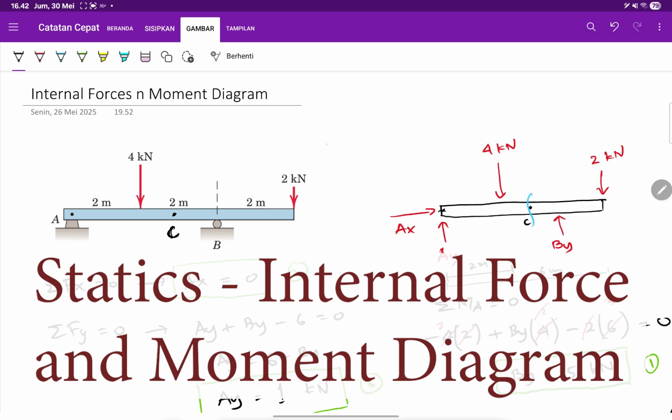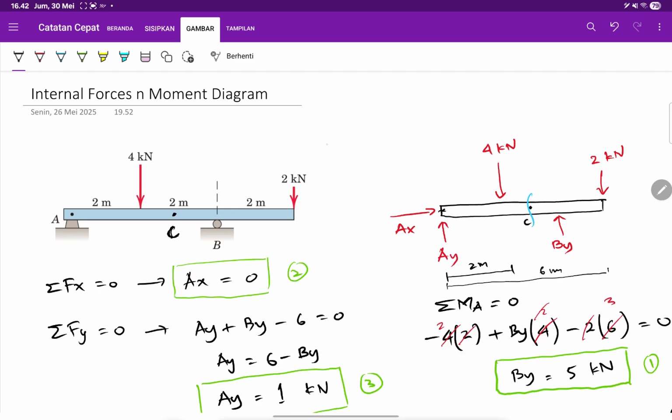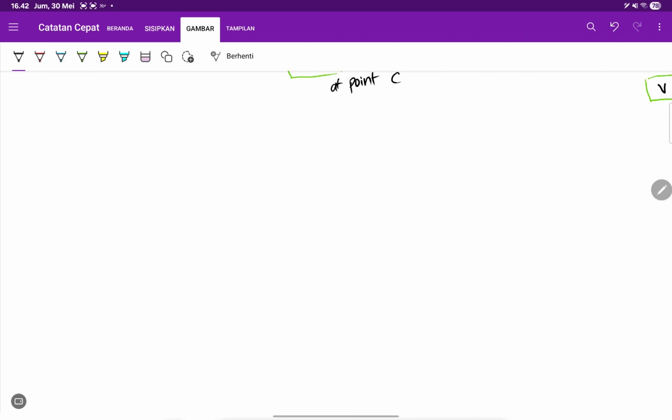Okay, good morning everyone. So let's continue working on this problem. In the previous video, we solved how to find the internal forces at point C at a very specific location defined in the problem. But now let's continue to draw the internal force and moment diagrams along the beam. So basically we need to make a sectioning at several locations. So let's do it. Let's draw the free body diagram again.